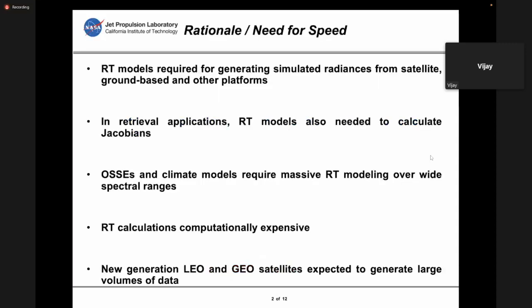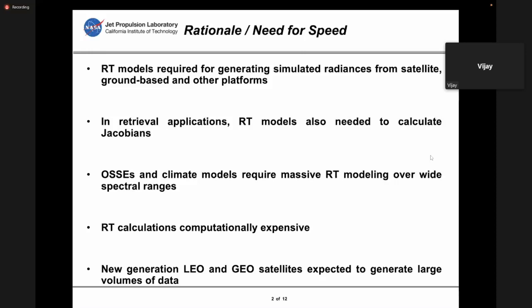Okay, so first the motivation. As we know, radiative transfer models are required for a variety of remote sensing applications. For example, if you want to simulate radiances from ground-based, airborne, or satellite platforms, you need them. In retrieval applications, you also need them to calculate Jacobians, which are basically derivatives of the radiance with respect to geophysical parameters of interest. And then OSSEs, or observation system simulation experiments, and climate models require a lot of RT modeling over wide spectral ranges. The problem, as we know, is that radiative transfer calculations are computationally expensive.